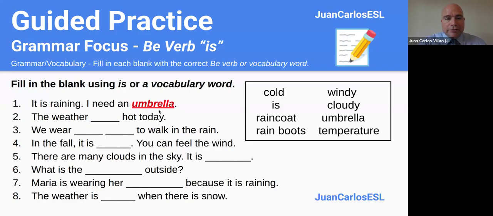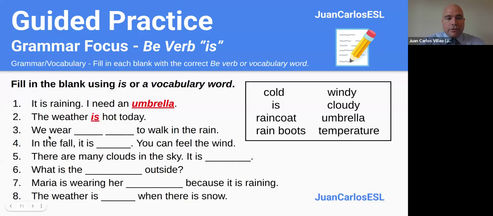Está lloviendo. Yo necesito un paraguas. Number 2, the weather blank hot today. So in this case, we're going to need the be verb is. The weather is hot today. El clima está caliente hoy. The weather is hot today.